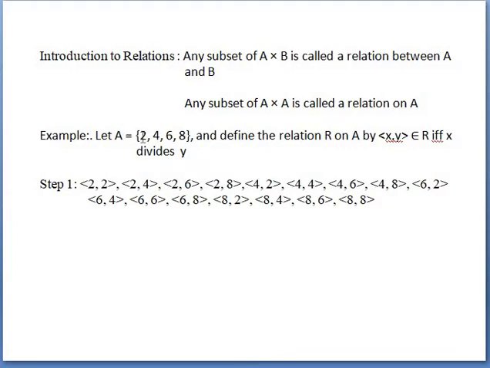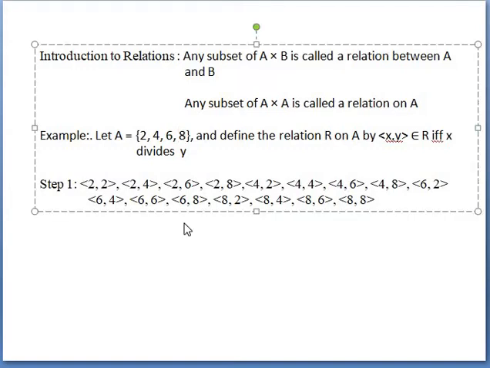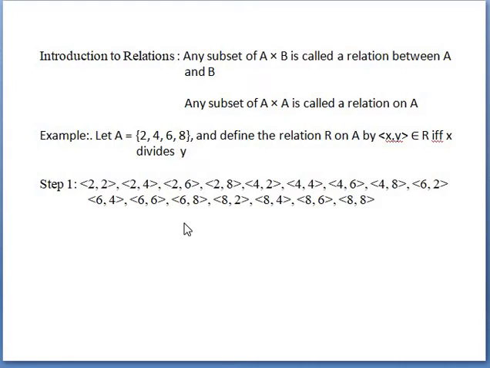Next (4, 2), (4, 4), (4, 6), (4, 8). So let's go to the element 6. I'll write (6, 2), (6, 4), (6, 6), (6, 8). Next I'll start with 8. So I'll write (8, 2), (8, 4), (8, 6) and (8, 8). So these are the ordered pairs of the Cartesian product A cross A.